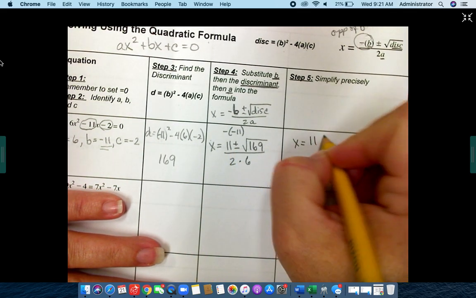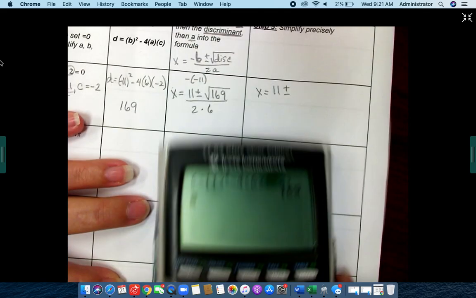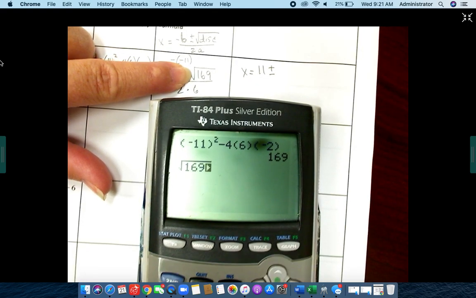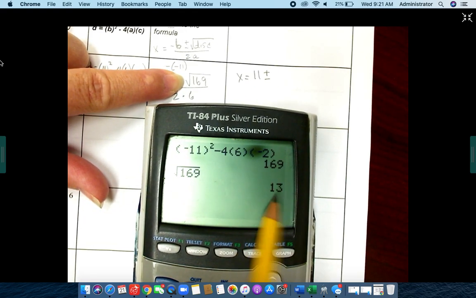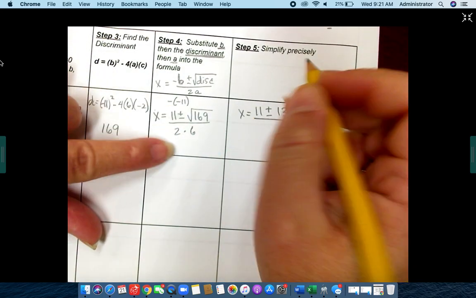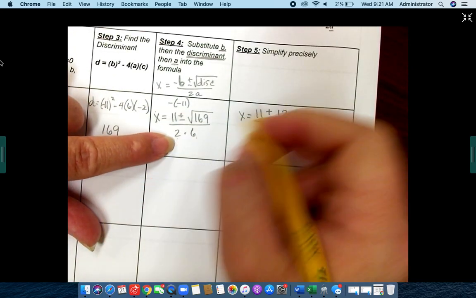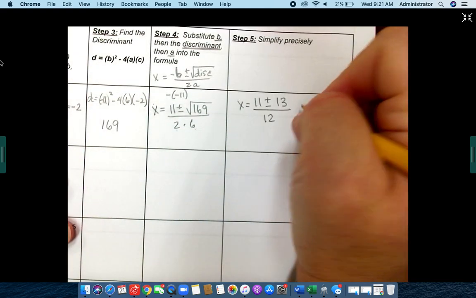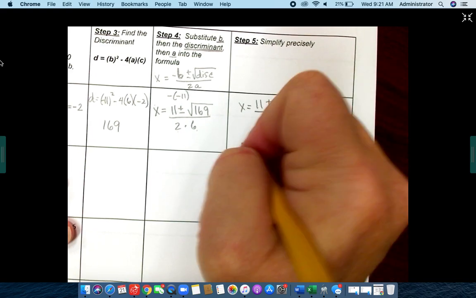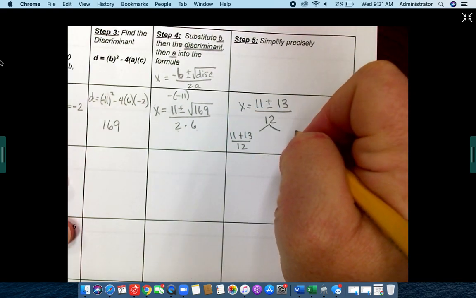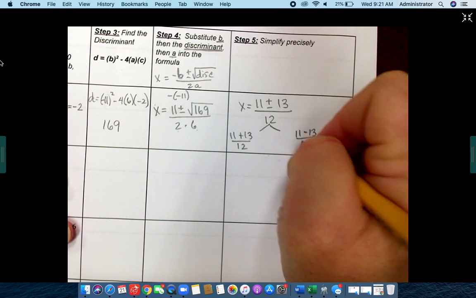So first thing I would do is with this number, see if you can take the square root of it. So can you take the square root of 169? Yes, in fact, it's a perfect square. All over 2 times a, so 2 times 6 was 12. So this means we have two possible solutions. We have one of 11 plus 13 over 12 and one of 11 minus 13 over 12.